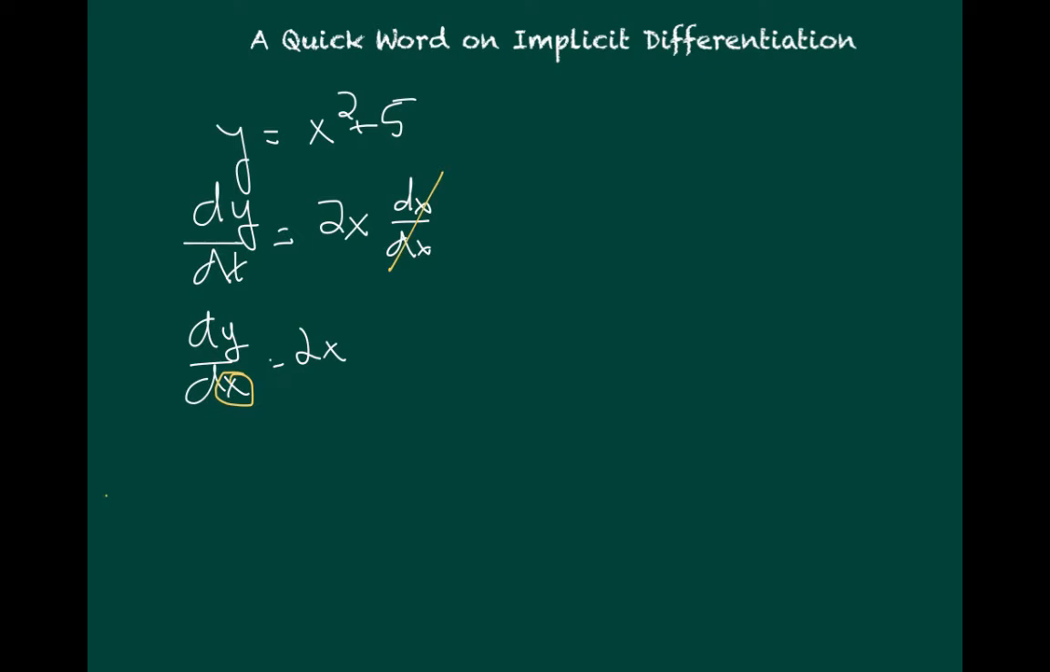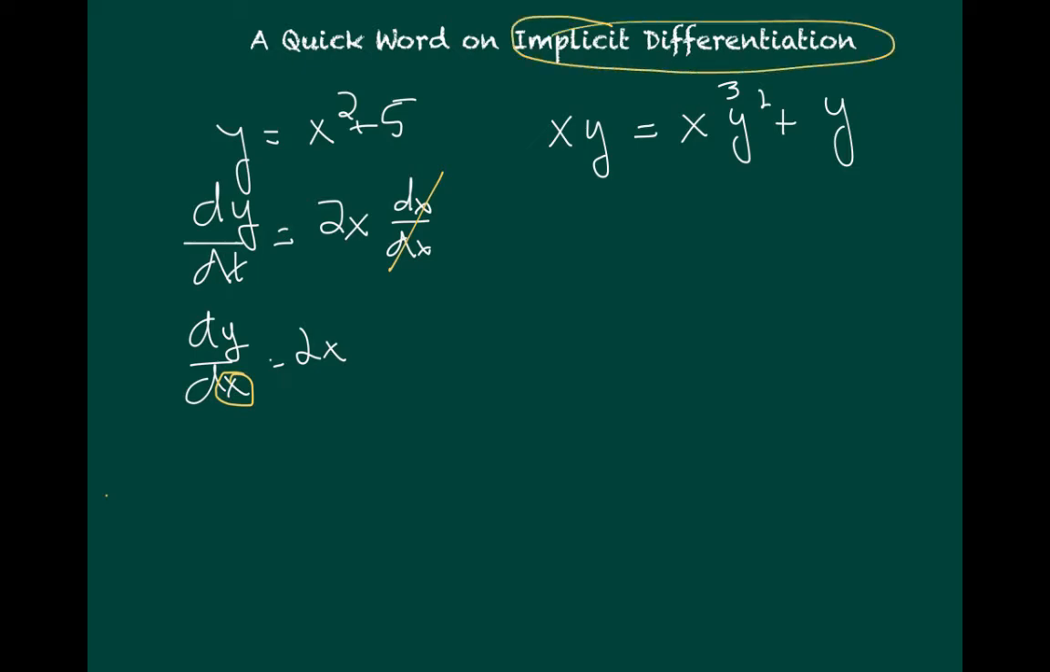Now, you may remember that we dealt with some problems where we couldn't solve explicitly for y. Something like xy equals, I don't know, x cubed y squared plus y. And using explicit differentiation didn't work, so we had to use something called implicit differentiation, which was really just an application of the chain rule. So differentiating this relationship would have looked something like this.